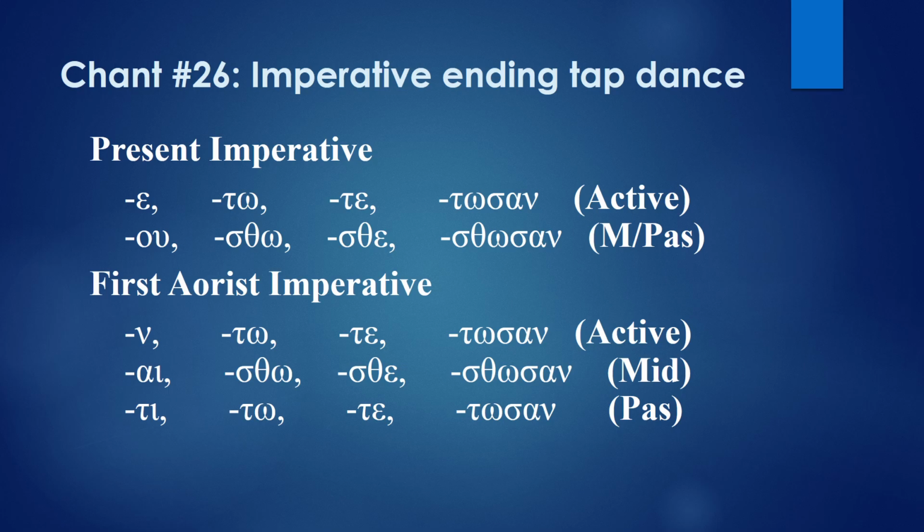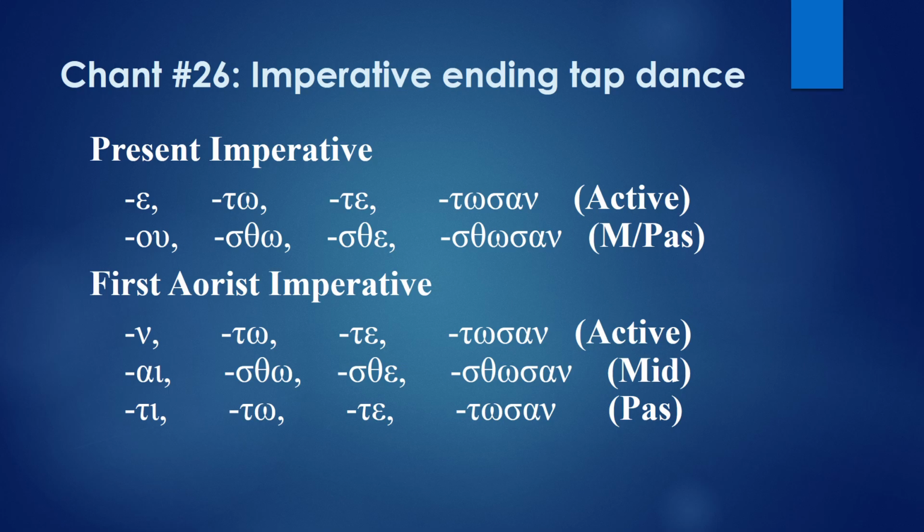And then the first aorist endings for the imperative. En, loose. To, let him, her, or it loose. Te, y'all loose. And tosan, let them loose.